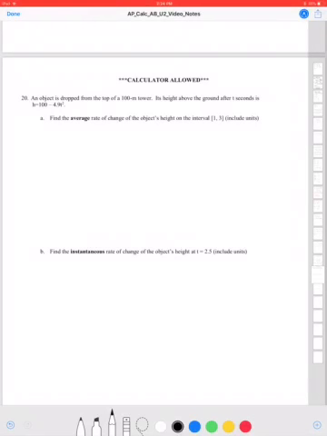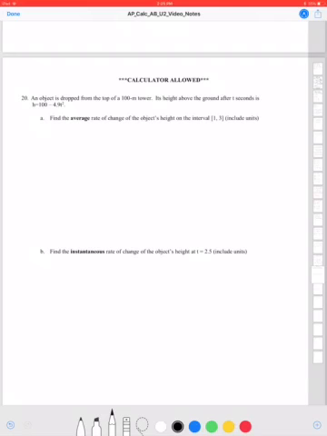Its height above the ground after t seconds is given by this function. So h stands for height, and t stands for time. They want the average rate of change of the object's height. So they want the change in the height over time, so meters per second. And they want the average from the beginning to end, which means we're really just finding the slope of the line that connects the 2 points.